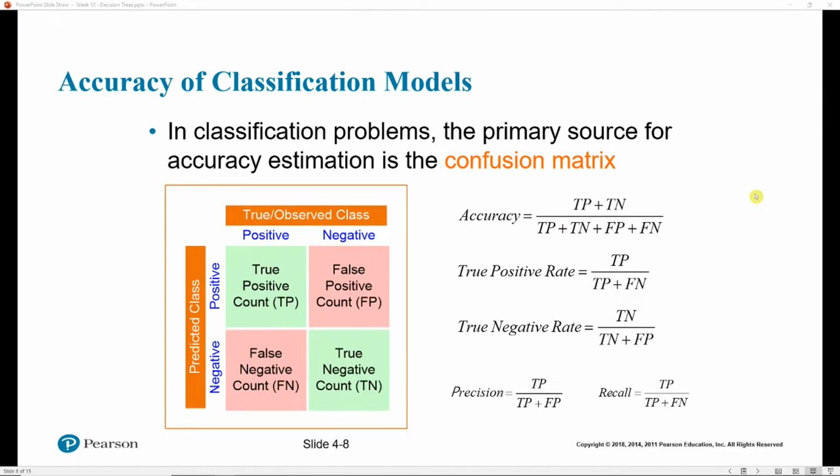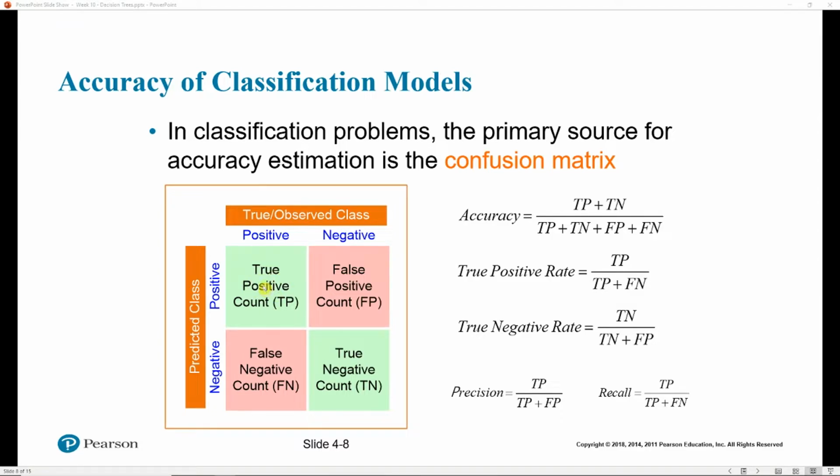Here is an example of a confusion matrix, which is going to be the primary source for accuracy estimation in your classification model, regardless of whether that is a decision tree or a neural network, and so on. So here's the math on this side, but we're going to focus on this diagram here. So here we have in each of these boxes the cases that we had true positive.